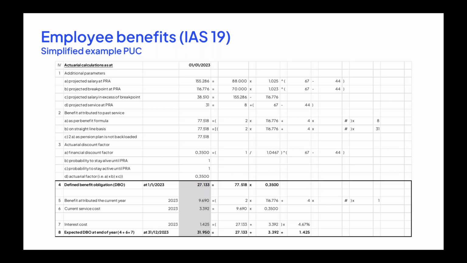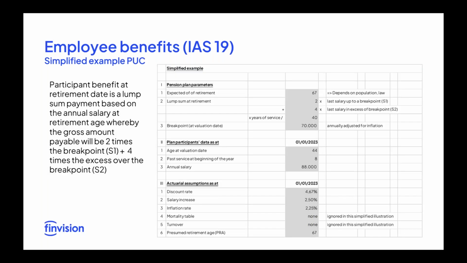If the person has 88,000 and the salary increases will be 2.5% each year, and it will not change, the person stays on board for 23 years. In that case, his salary will be 155,286. Okay. Then we need to do some calculations. Remember in the example that I gave you, the lump sum amount is based on 2 times up to the breakpoint and 4 times everything in excess of the breakpoint.